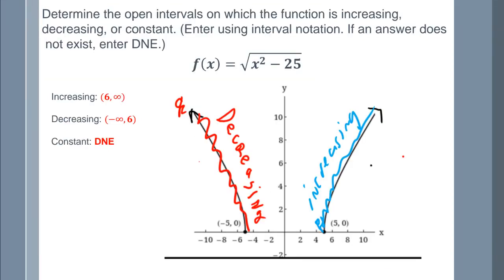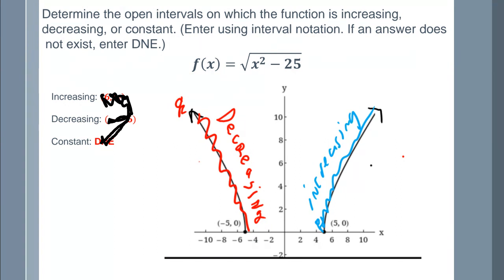In this left side here, we're reading from left to right. It's decreasing, decreasing until we stop here at -5. And then we jump from 5 on, it's increasing. So the way we label this in interval notation, it's decreasing from negative infinity to -5, and it's increasing from +5 to infinity. And then the constant, we don't have any constant, does not exist.